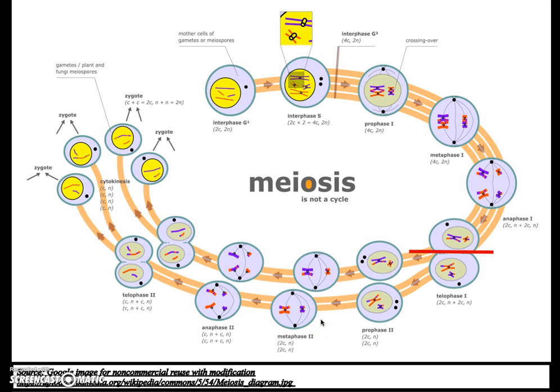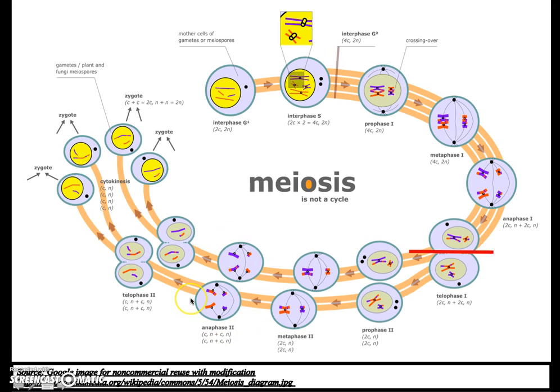At metaphase 2, the chromosomes are positioned at the metaphase plate as in mitosis, and because of the crossing over in meiosis 1, the two sister chromatids of each chromosome are not genetically identical.